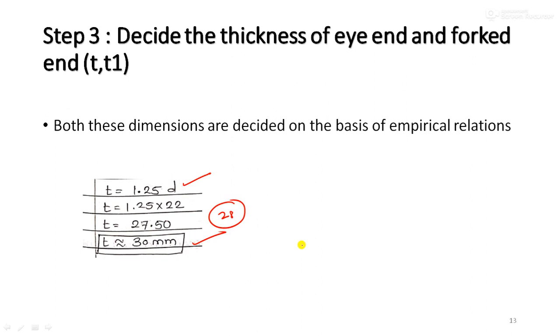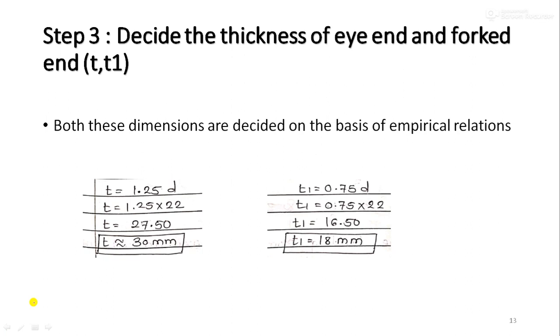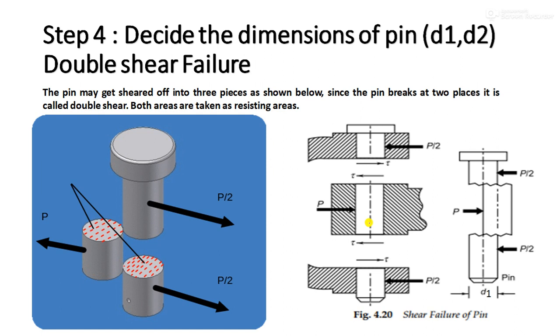Ultimately your design should be stress safe. Design should be safe means what? All the stresses which you have calculated by selecting the particular dimension should be below the allowable stresses, or the permissible stresses, or the design stresses. Then T1 is the thickness of the fork end. I have taken it as 0.75d, so 16.50. I am going for 18 mm. Again here you can also take 17 mm, right?